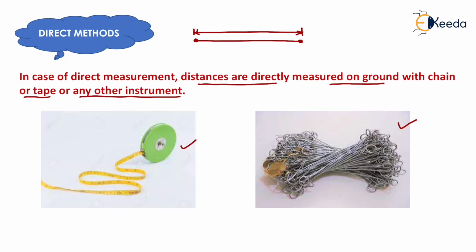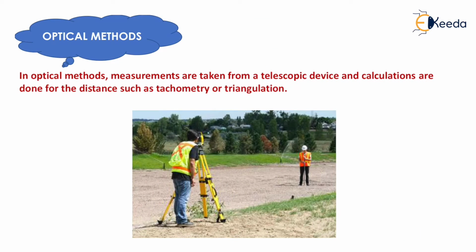Now we will see the next method, that is optical method. Now in optical method, measurements are taken from a telescopic device and calculations are done for the distances such as tachymetry or triangulation. Now in optical method, we will use various instruments like total station, theodolite, etc. for the measurements, and we can compute the distances from the principle of tachymetry or triangulation.